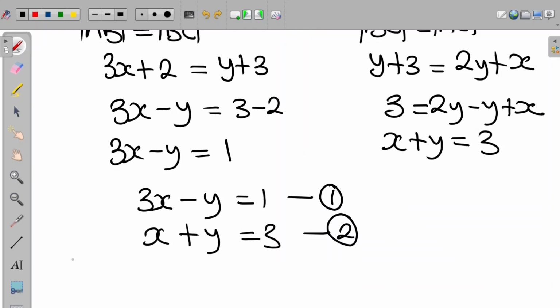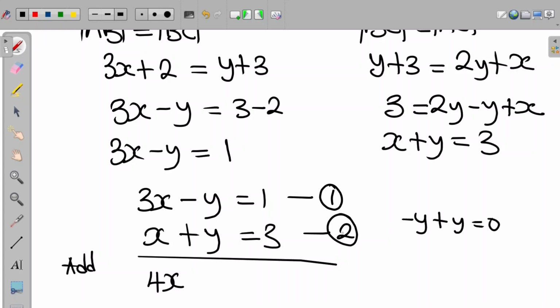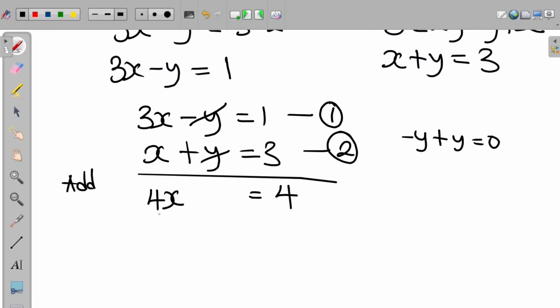Now, if we add equation 1 and 2, we have it that 3x plus x is 4x, minus y plus y is equal to 0. So this y will cancel out. 1 plus 3 is equal to 4. So to obtain the value of x, we divide both sides by 4. So we have that 4 can cancel out 4. At the left-hand side, we have x equal to, also 4 cancel out 4, we are left with 1. So x is equal to 1.